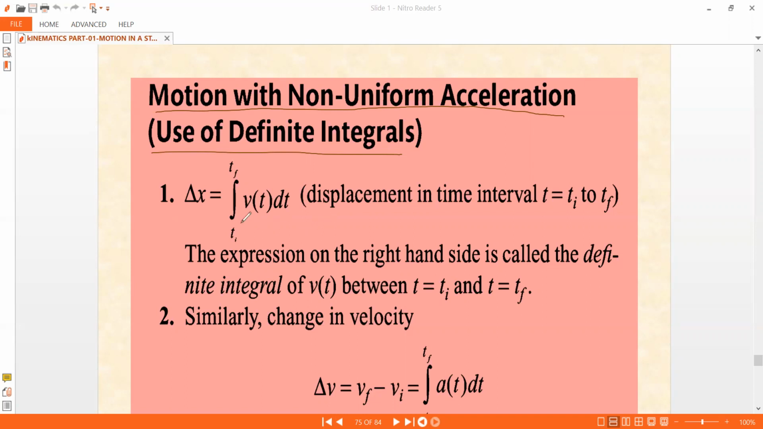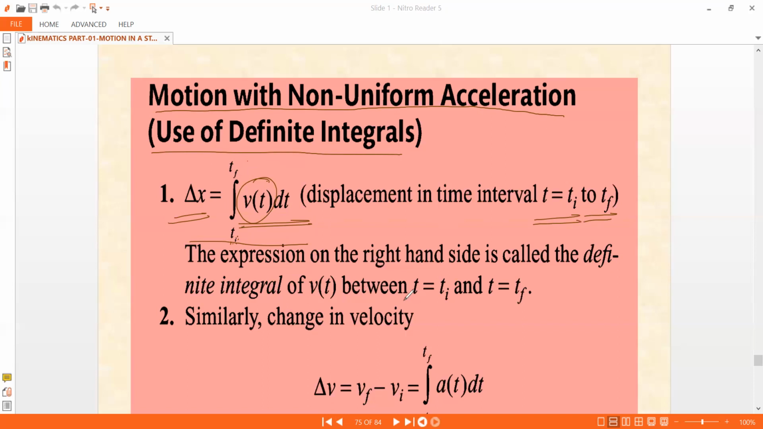So here we go. This is the displacement function: delta x is equal to the integral from t initial to t final of v of t dt. When you integrate the velocity function under the limits t1 to t2, what you get is a displacement function. When you put the limits t initial to t final, what you get is the displacement for the time interval t initial to t final.